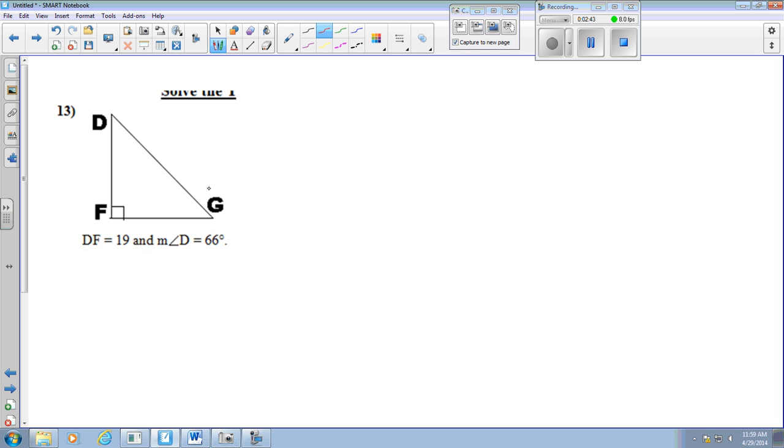For number 13, they're asking us to solve the triangle. So we're going to be finding all three angles and all three side lengths. DF, they tell us, is 19, and angle D is 66. We're going to find that angle G, because it has to be complementary, would be 24. So my three angles are 24 degrees, 66 degrees, and 90 degrees. Now we need to find some side lengths.